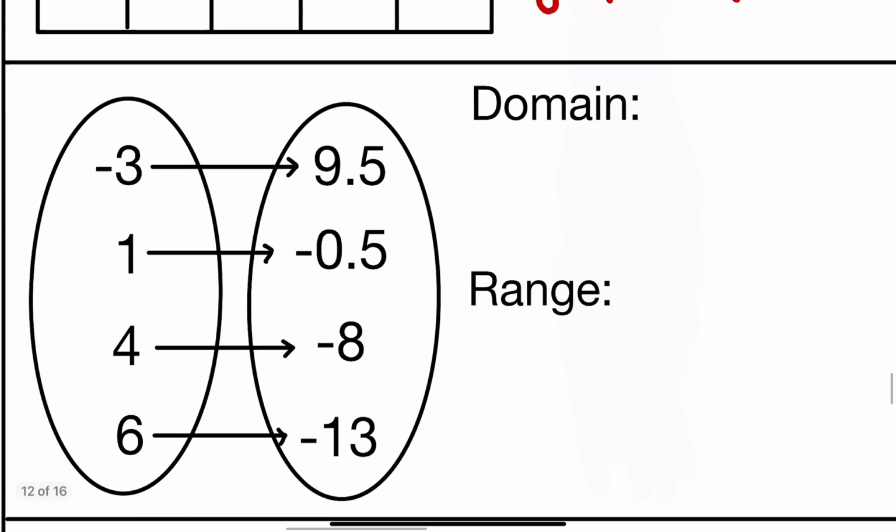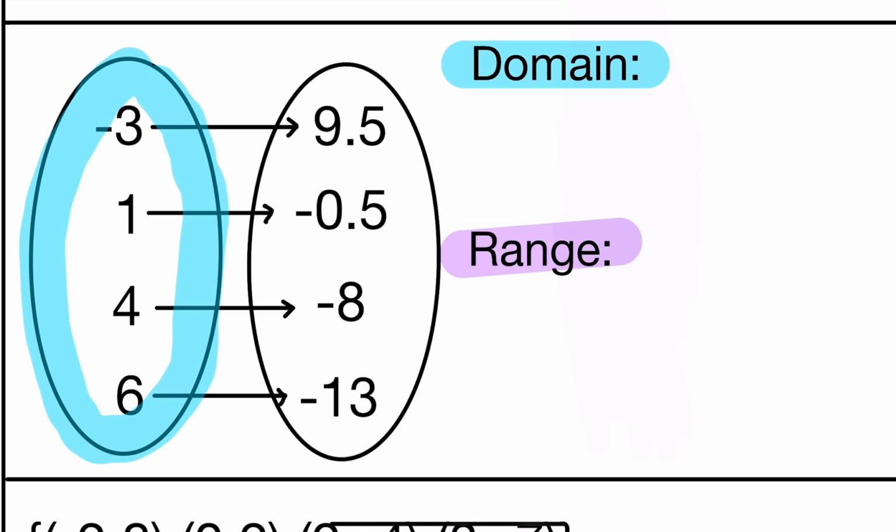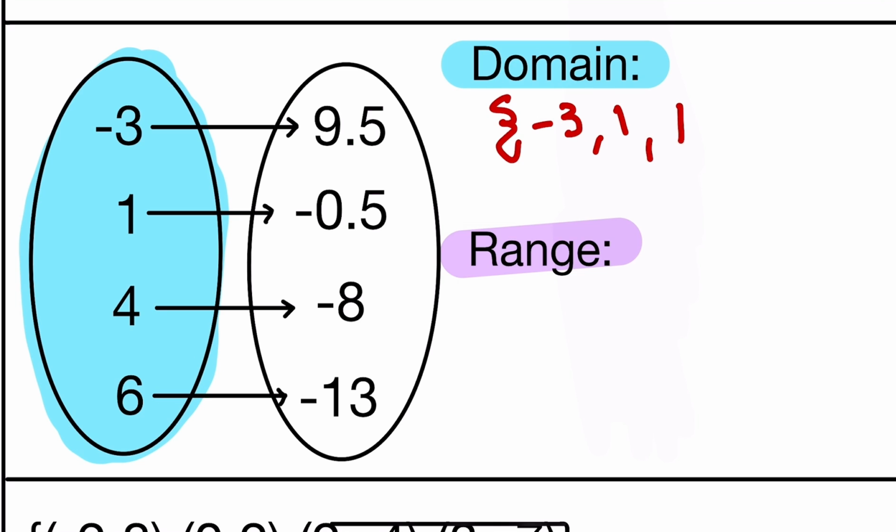All right, so let's take a look at what it looks like on a map. So once again, I'm going to use the same colors. Domain is blue, range is purple. Our domain is going to be all of our inputs. So everything that got put into our function is right here. Once again, we're going to use our curly brackets. I got a -3, a 1, a 4, and a 6.